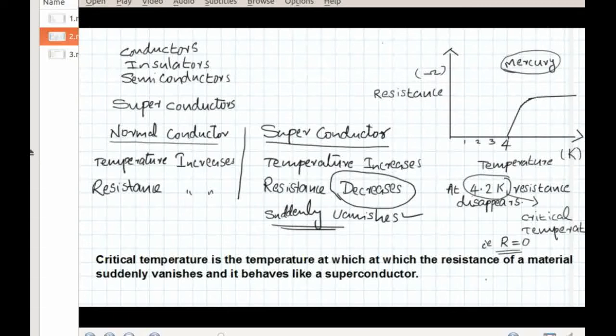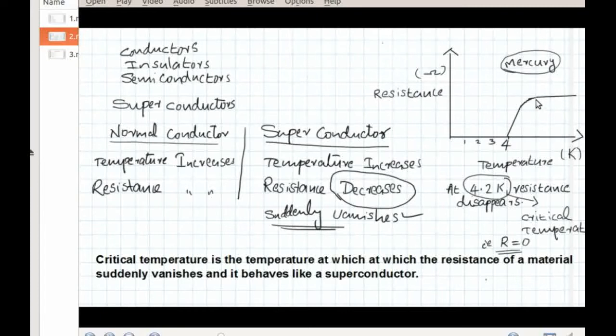So we may define this critical temperature. Critical temperature is the temperature at which the resistance of a material suddenly vanishes and it behaves like a superconductor. So critical temperature is the temperature at which the resistance of a material suddenly vanishes. That means here you can see at 4.2 Kelvin the resistance suddenly falls to 0, right?